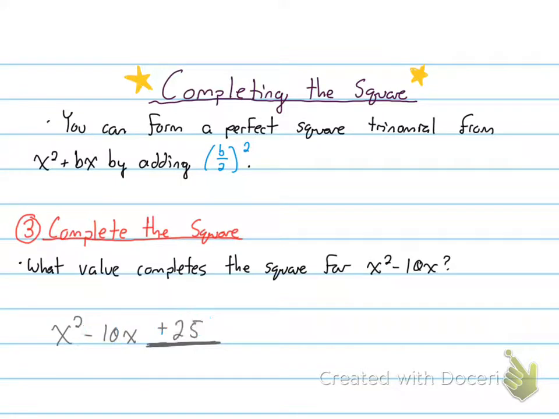And now I can see here, looking at that, now I have a perfect square trinomial, because the one number that multiplies to give me 25 and adds to give me negative 10 would be negative 5. So this could factor to x minus 5 squared.